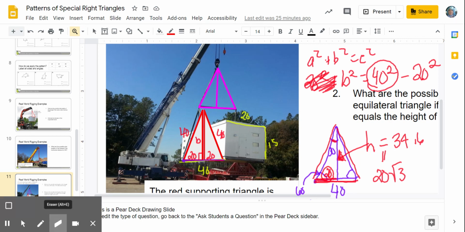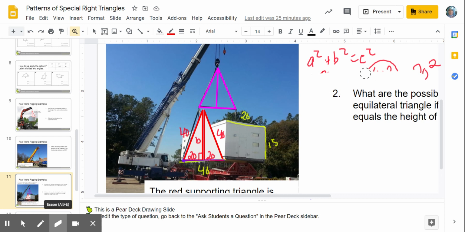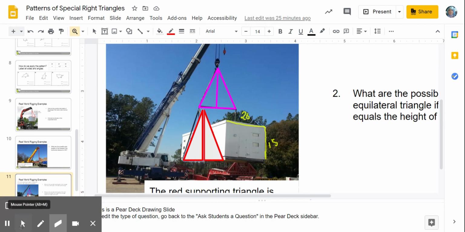Does everybody have it? Because now we're going to go talk about the pink triangle. Can I erase it? William says yes, I'm going to. So now we're going to talk about that pink triangle. Erase over here, everything in red, and we're going to switch to pink.